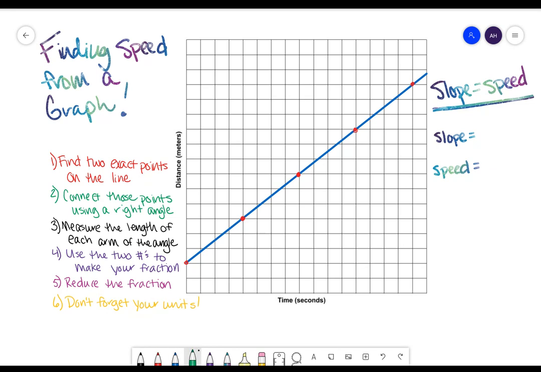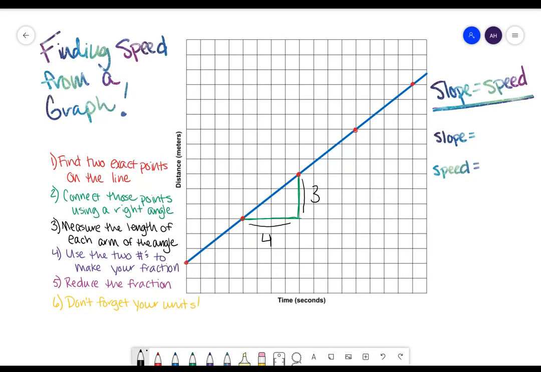And the next step tells me to connect those points using a right angle. So I'm going to go ahead and draw my right angle to connect those points. And then the next step is to measure the length of each arm of the angle. So this arm right here is 3 blocks long. And this arm down here across the bottom is 4 blocks long.